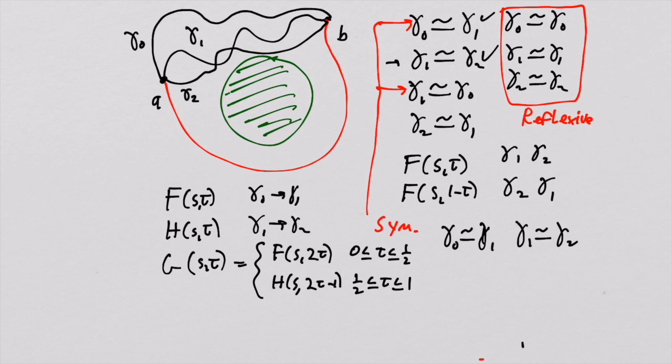So this is now a homotopy between gamma 0 and gamma 2. That's to prove this point here, which is that we have transitivity. It's transitive. So we've got reflexive, symmetric, and transitive, which means the property of being homotopic is an equivalence relation.